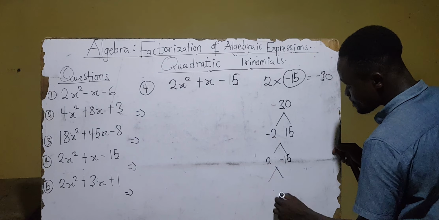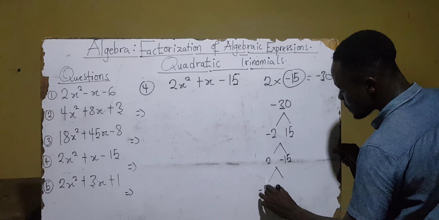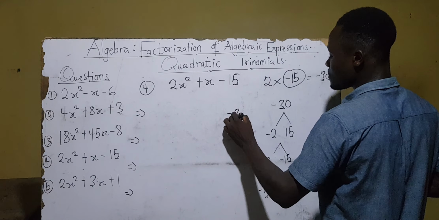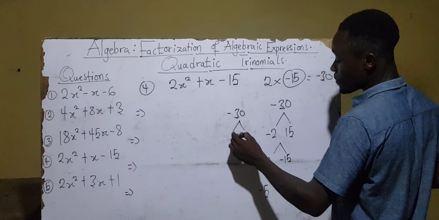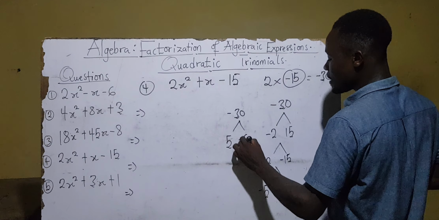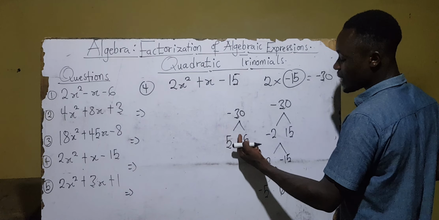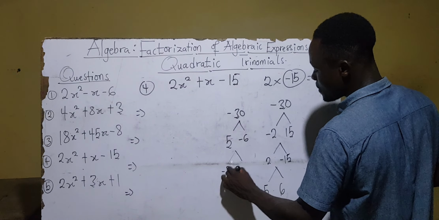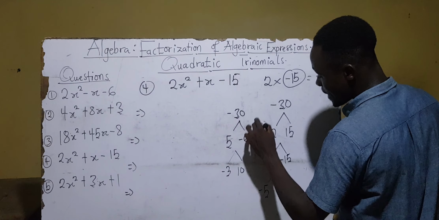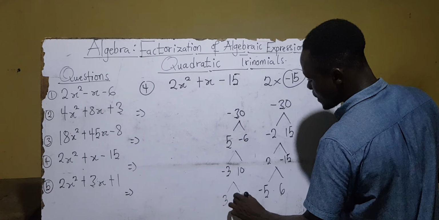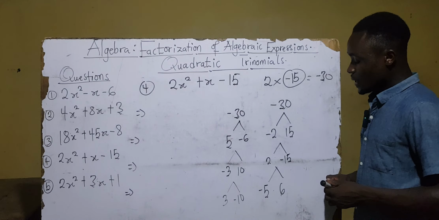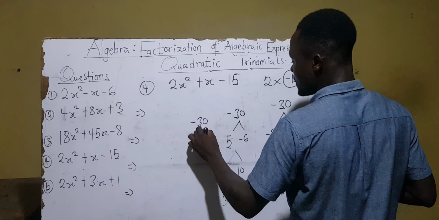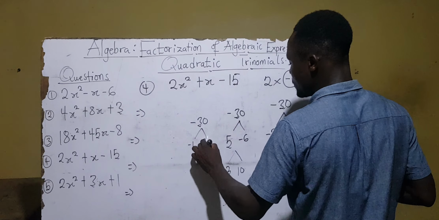I can also have negative 5 and positive 6. With a continuation of the factors, I can also have positive 5 and negative 6. When I multiply this and this, I'll definitely get this. I can also have negative 3 and positive 10, and I can get this. I can also have 3 and negative 10. So looking at it very well, yes, mathematically, I can also have the factors of negative 30 as negative 1 and positive 30.